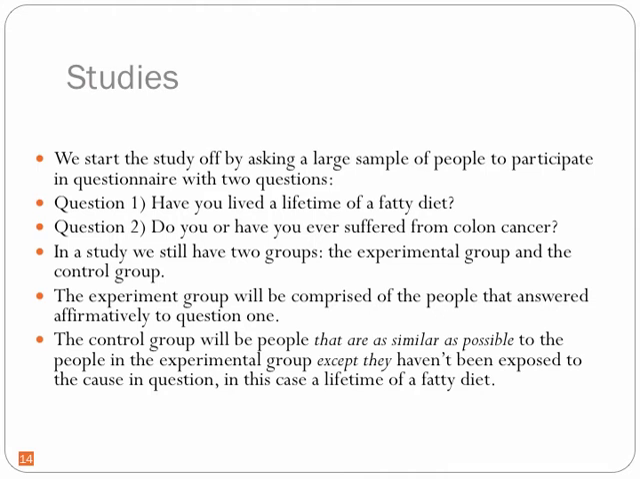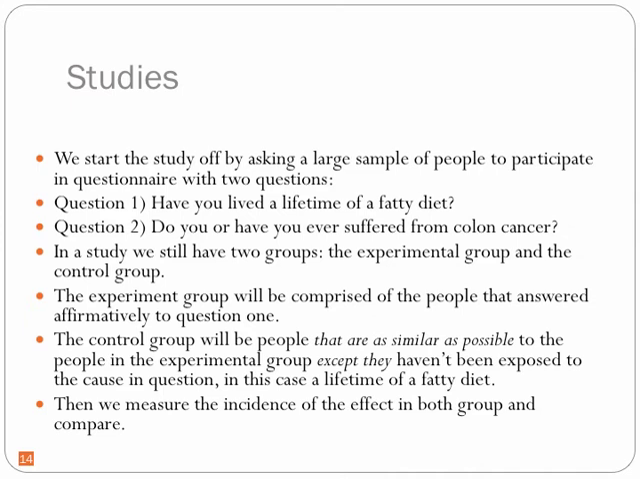So we call it experiment. I know the name is misleading, but we'll just use the same terms for consistency. Even though it's a study, there's no experiment done. But let's call it the experimental group. And the control group, you want to be people as similar as possible to the people in the experimental group, but they just haven't been exposed to the cause in question, in this case, the lifetime of a fatty diet. And same thing, you measure and compare the difference.